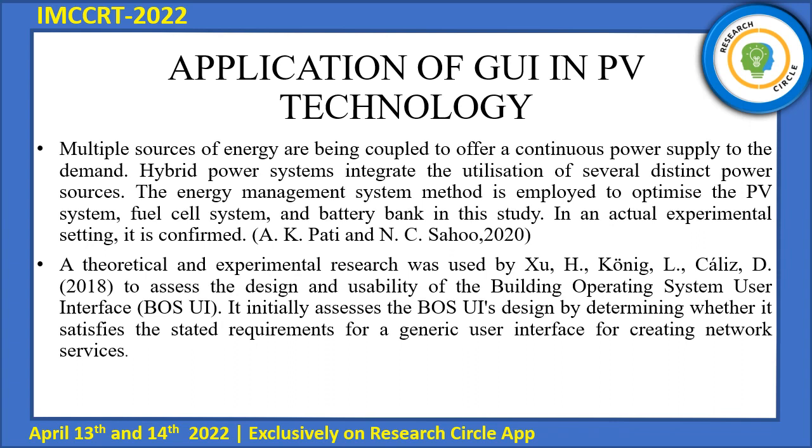Multiple sources of energy are being coupled to offer a continuous power supply to the demand. Hybrid power systems integrate the utilization of several distinct power sources. The energy management system method is employed to optimize the PV system, fuel cell system, and battery bank in the study. In an actual experimental setting, it is confirmed. Then, to assess the design and usability of the building operating system user interface, it assesses the design by determining whether it satisfies the stated requirements for a generic user interface for creating network services.